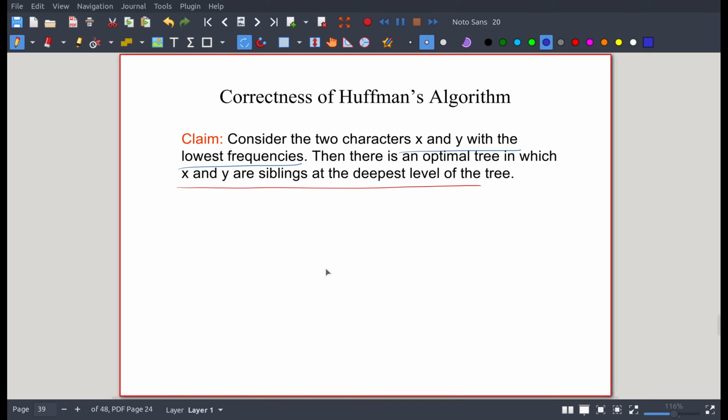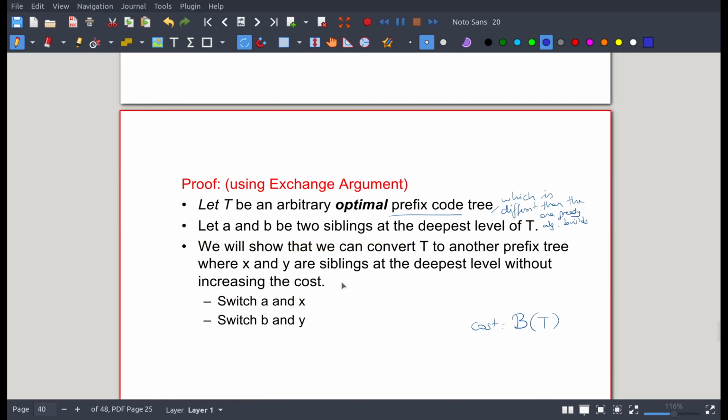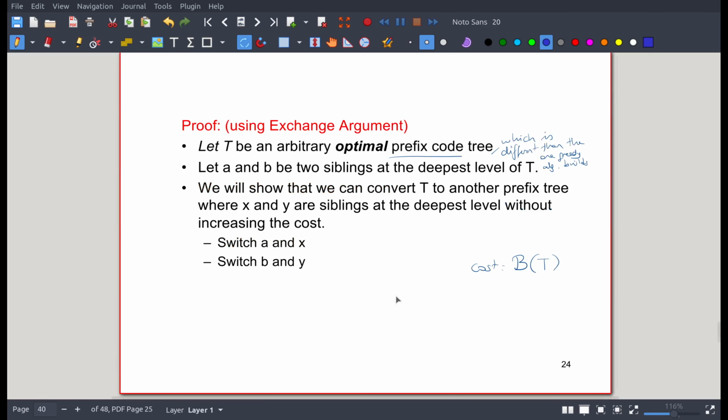We can always use Huffman's algorithm so that, after running it, at the end x and y, which are the lowest frequencies, will be siblings at the deepest level of the tree. This is the claim. So how do we prove it? We prove it using an exchange argument. It's a type of proof.